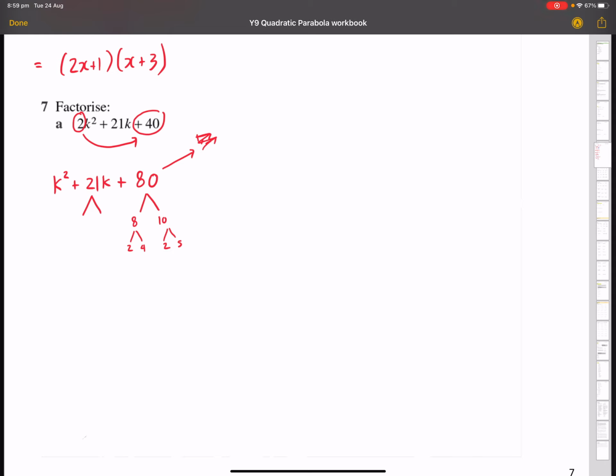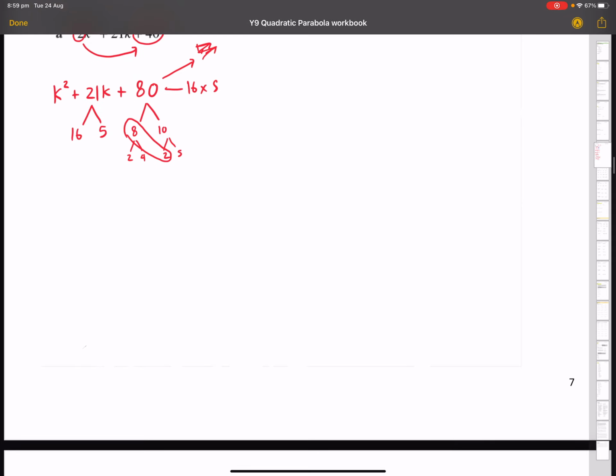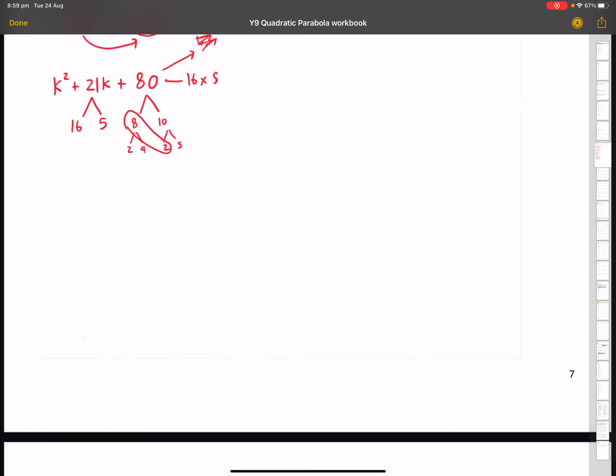Okay, so 8 and 10 won't work because 8 plus 10 gives me 18, not 21. What if I did 2 times 8, so that's 16, and times 5? So 80 can be 16 times 5. And 16 plus 5 gives me 21, which works out pretty nicely. Now we've figured out the two numbers, which are 16 and 5. So let's plug them into the format.